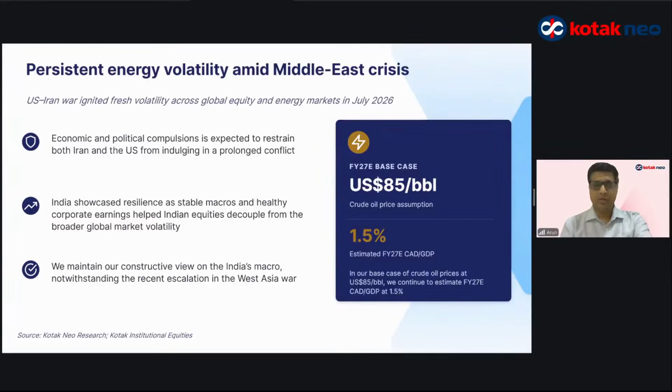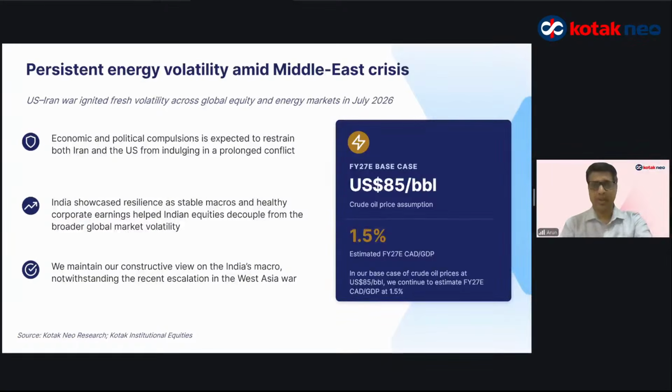India, meanwhile, during this entire crisis, showed quite strong resilience, and this was because of domestic institutional inflows and healthy corporate earnings, as we talked about. In our base case of crude oil price, where we are estimating this to be around $85 per barrel at this point in time, we expect the CAD to GDP, that's current account deficit to GDP, at around 1.5%.